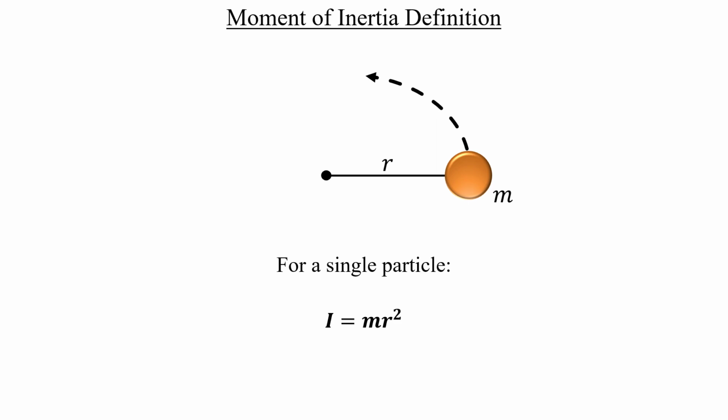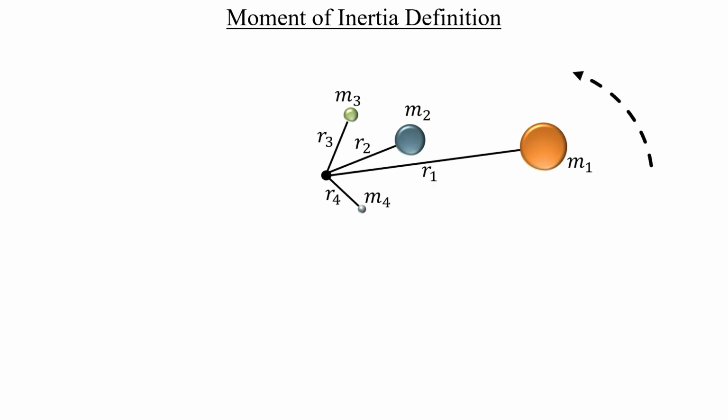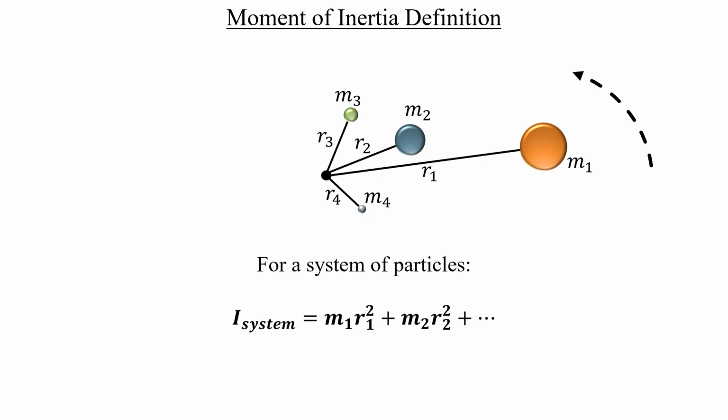But what if we had a bunch of particles instead? Maybe something like this. Well, thankfully, nothing really changes. It doesn't even matter if they all have different masses and radii. Their individual moments of inertia are still mr squared. And if we want the moment of inertia of the entire system, well, then we just add them all up.